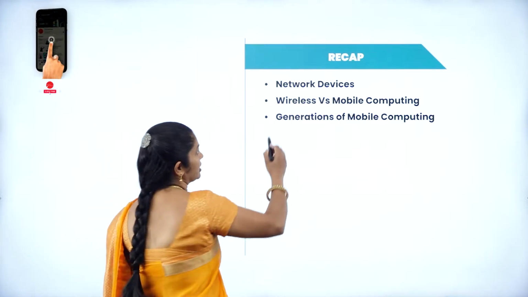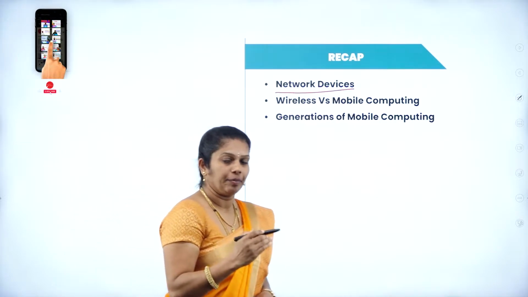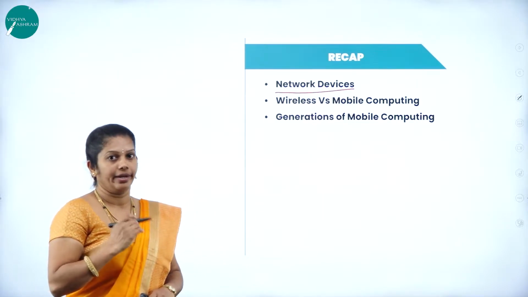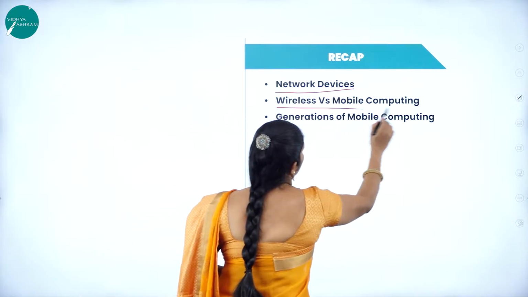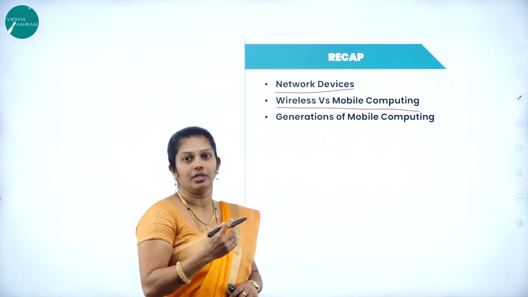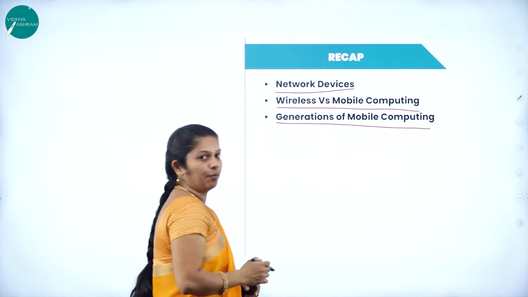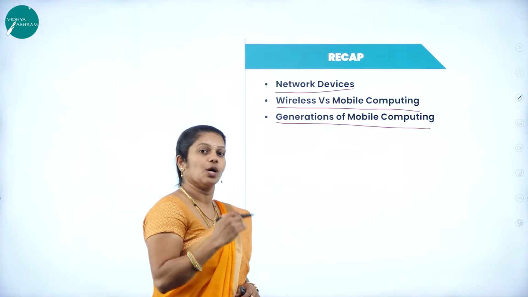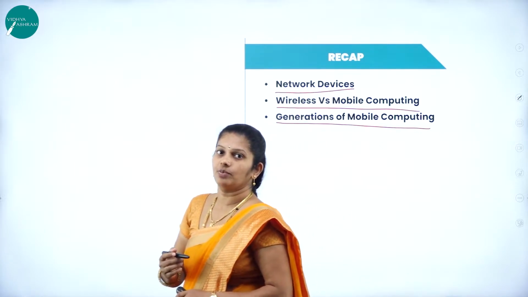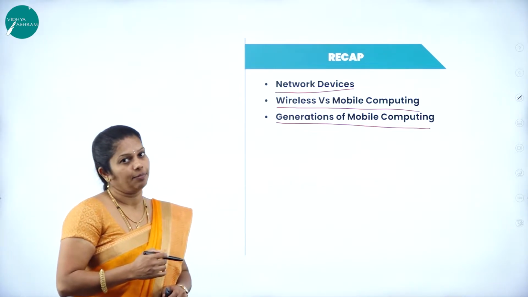In the previous session, you studied regarding network devices. Under that, what do you mean by workstation, repeater, bridge, which are the devices we are using in the network, and what are the differences between them. Then, wireless versus mobile computing, how we can transfer the data from one computer to another computer without any direct connection. Then different generations of mobile computing, that is 1G, what are the advantages, how exactly it will work, 2G, 3G, 4G, up to 5G, what are the advantages, the functionalities, and techniques used in each generation.